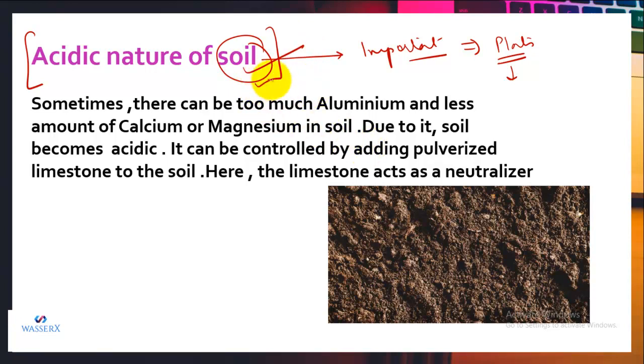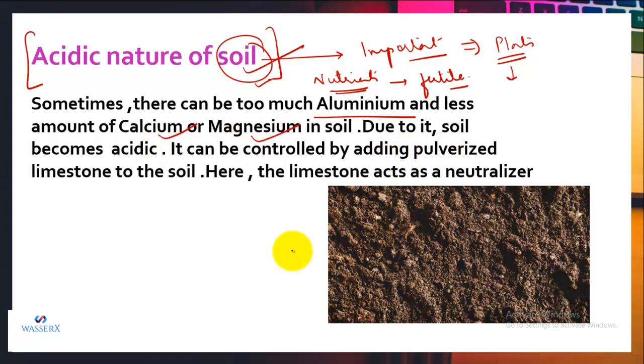Similarly, the soil possesses nutrients in it that make it fertile. That is the reason that it can actually help the plants to grow. But sometimes what happens, there can be too much aluminium in the soil and a less amount of calcium and magnesium.